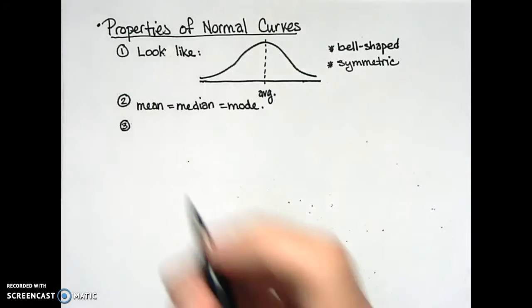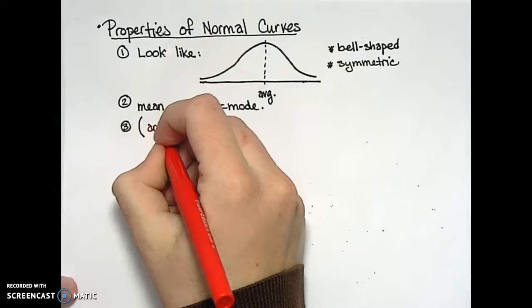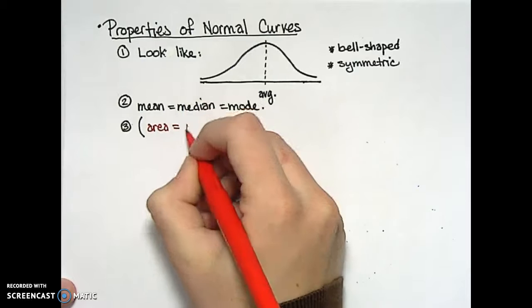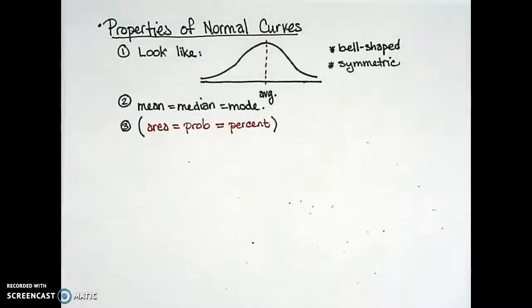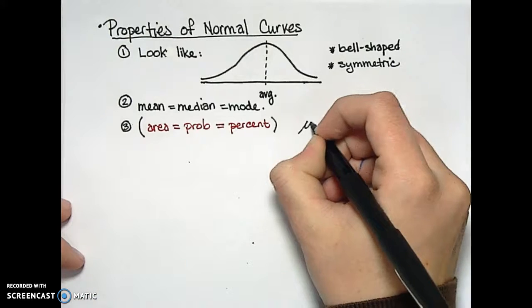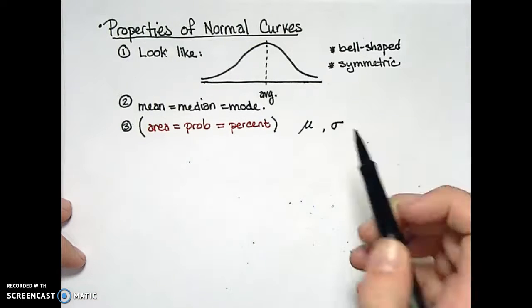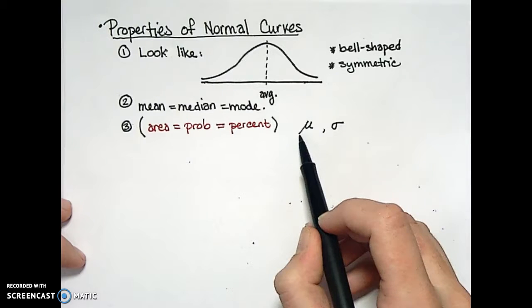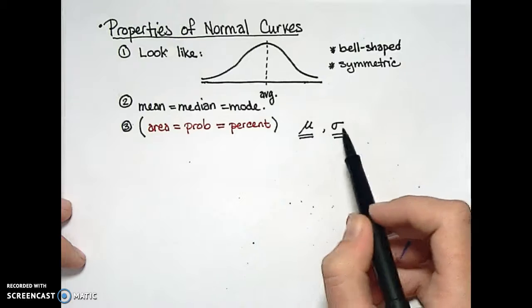The third concept is going to bring together the idea that we saw previously, that the area beneath the curve is equal to the probability, which is also equal to the percent. Now, suppose that I do have a set of data and that it is normally distributed. I would have not just an average, but I would also have a standard deviation. When we deal with normal distributions, we will actually be working with the population average and standard deviation, so mu and sigma.